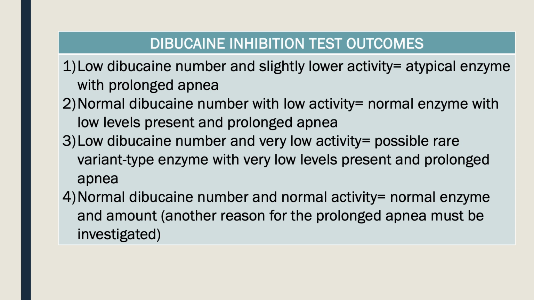Now, a low dibucaine number with a very low activity suggests the presence of a rare variant type. Okay, significantly impaired functioning, very low levels, severe and prolonged apnea of succinylcholine. Now, normal dibucaine number and normal activity, okay, normal enzyme and amount, there would be another reason for prolonged apnea, if that is the case.